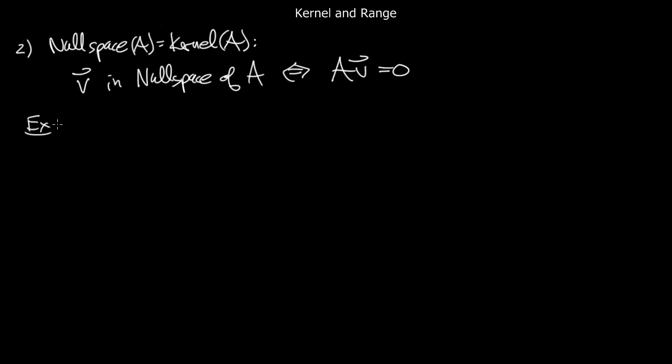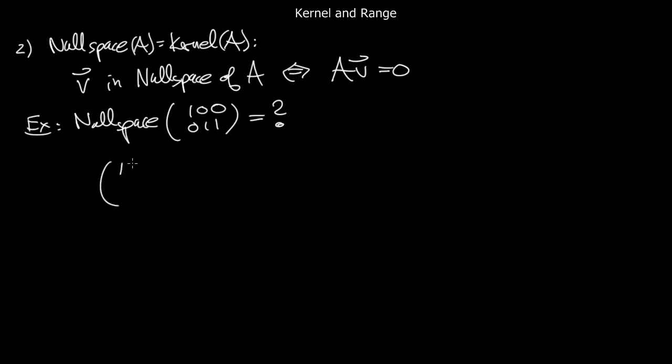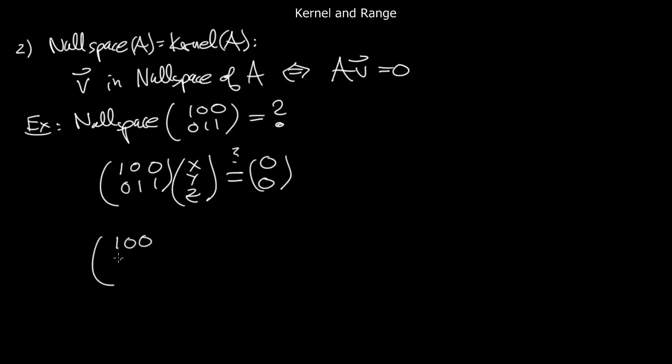Well, so you're solving this equation, Av equals 0, and you all know how to do that. For example, suppose I asked you for the null space of this matrix. That's exactly the vectors x, y, z such that this times (x, y, z) is equal to (0, 0). And that's an equation in x, y, z that you all know how to solve very well.